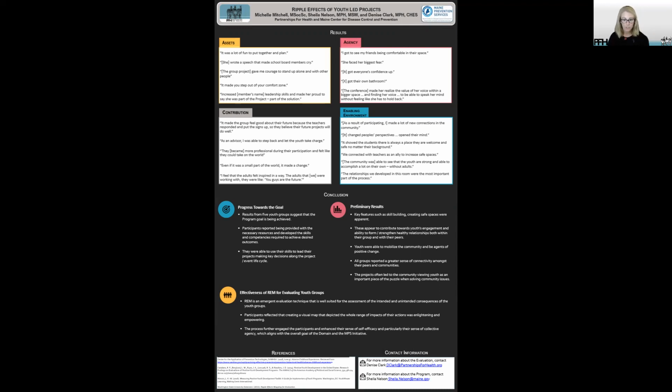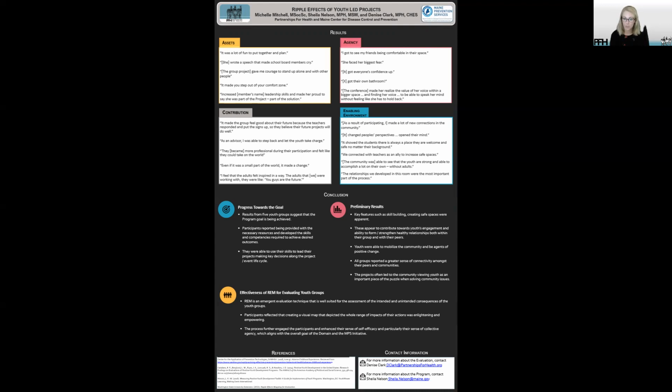So finally, what are the overall takeaways? Results from 4 youth groups suggest that the goal of Domain 3 to increase protective factors and resilience among youth at the community level is being achieved. Youth group participants and their advisors reported being provided with the necessary resources and developed the skills and competencies required to achieve the desired outcomes. They were able to use their skills to lead their projects successfully.